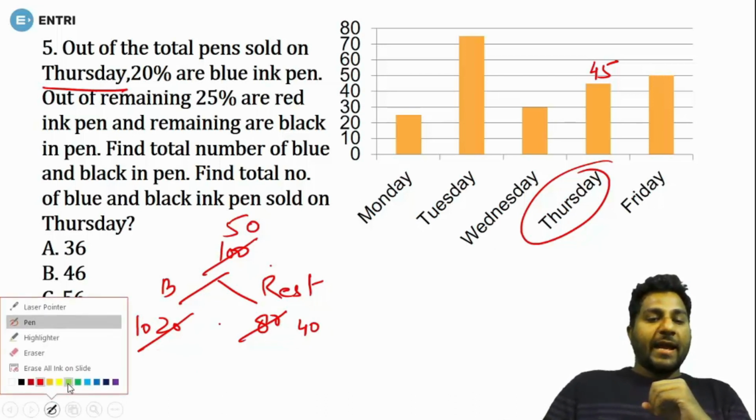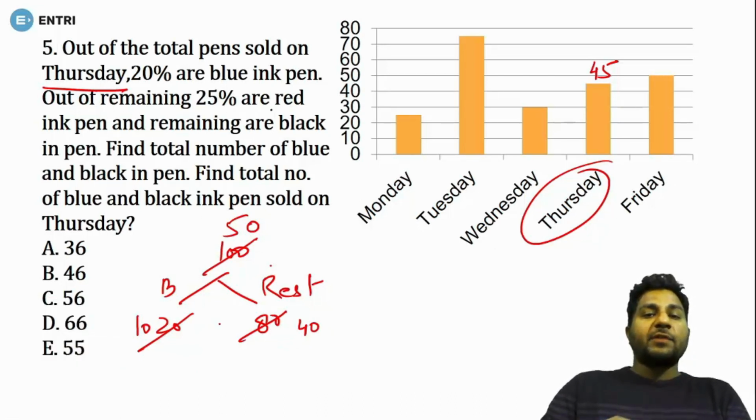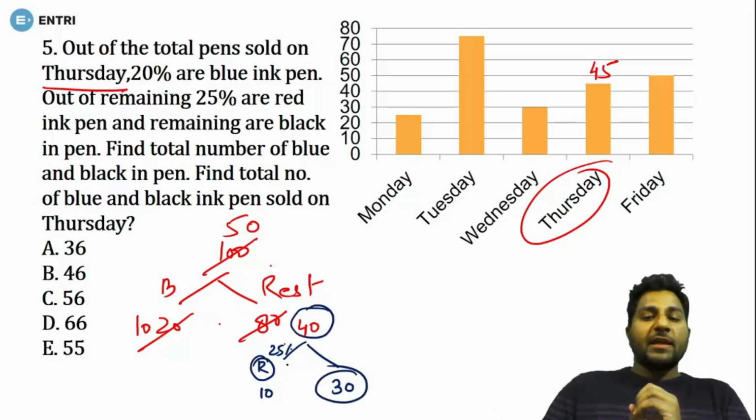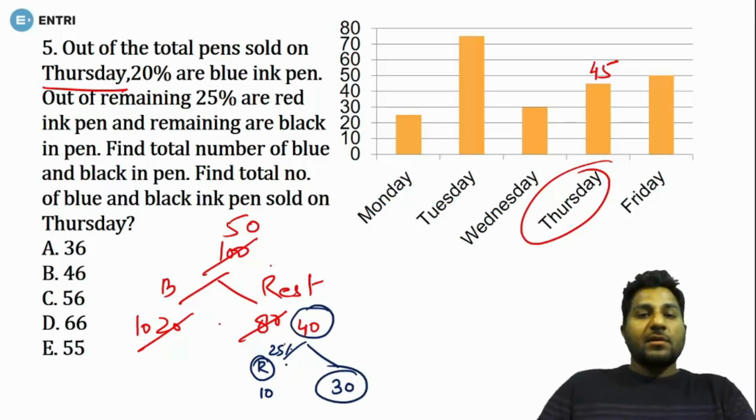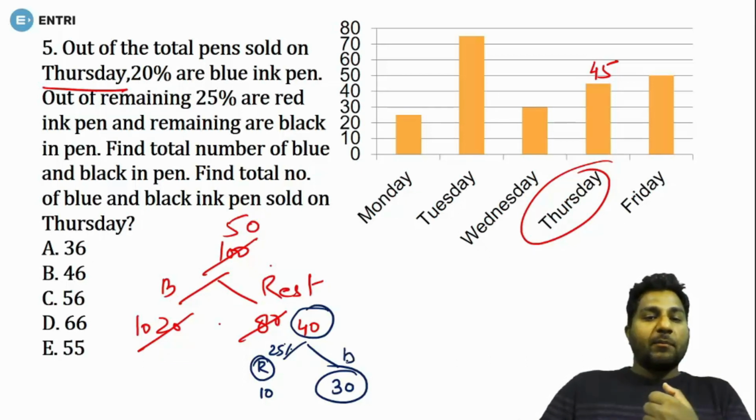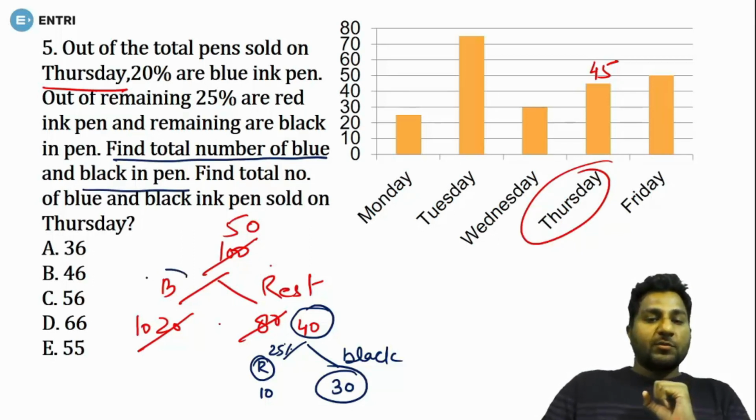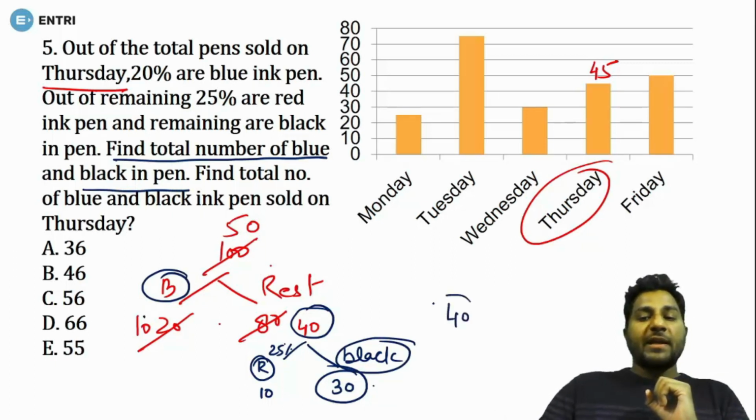All right, and we know out of remaining 25% are red. That means 1/4 are red. All right, so red would be 10, and remaining are black. So black will be 30, because from 40 we have got 10 as red pen and the rest will be black pen. Okay, find total number of blue and black pen. So blue and black, that means 10 and 30, 40. We need to find out 40.